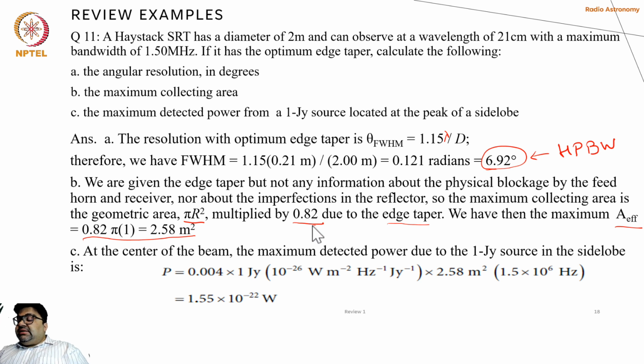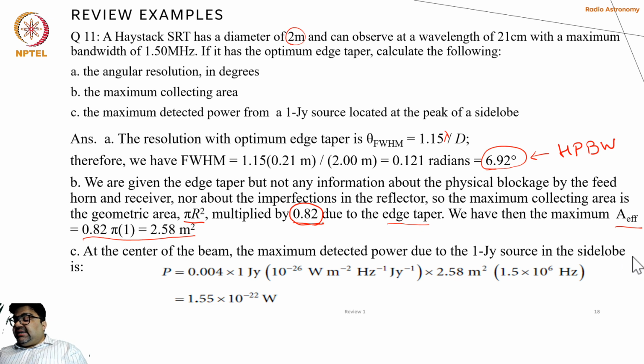So the feed taper introduces an inefficiency of 0.82, or 82% efficiency, at the center of the beam, the maximum edge. So the effective area becomes 0.82 times pi r squared. R is D by 2, D is 2 meters, so R is 1 meter. You put all the values in, you get 2.58 meters squared. Sorry.